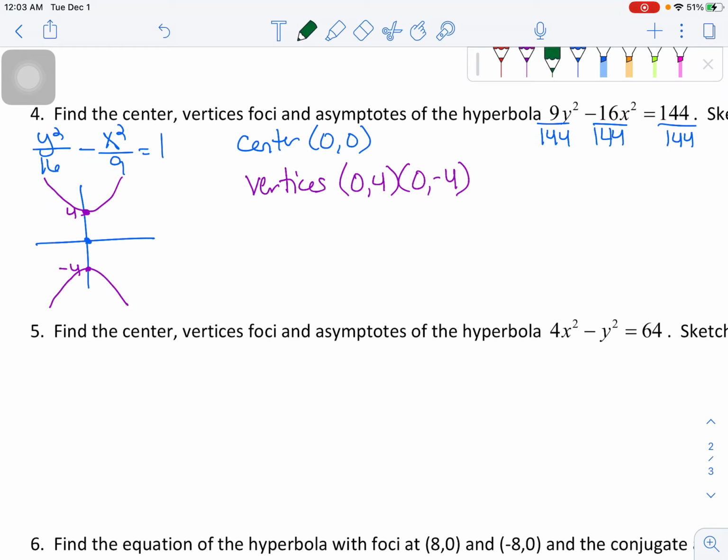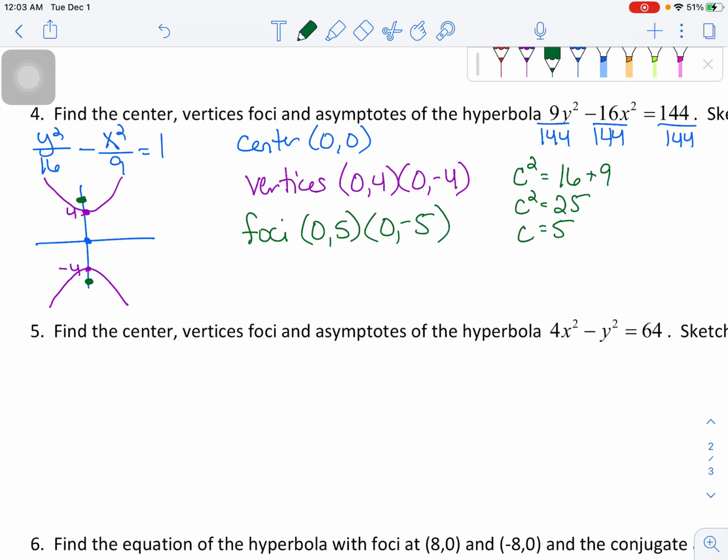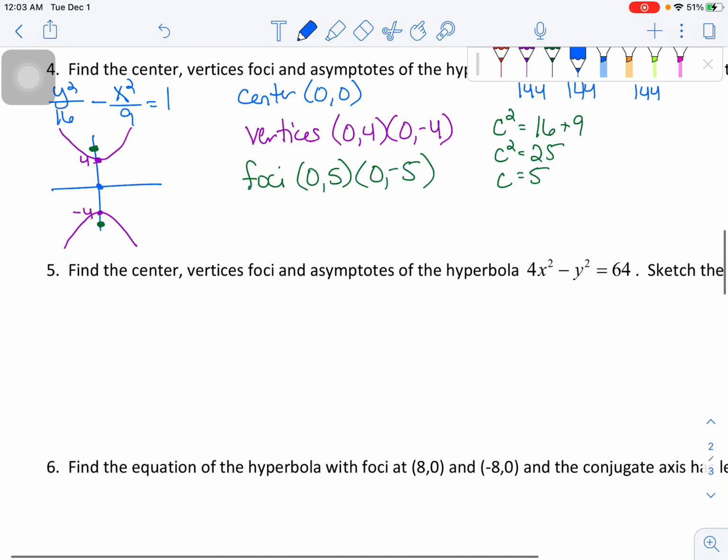So there's my sketch. And of course, the last piece I'm looking for here is going to be my two foci. So c squared is going to equal 16 plus 9. It's the a squared plus b squared. So that's 25, which means c is equal to 5. All right. So that's going to curve there and there, which gives me foci of 0, 5, and 0, negative 5. All right. So let me move on down to problem number 5 here.